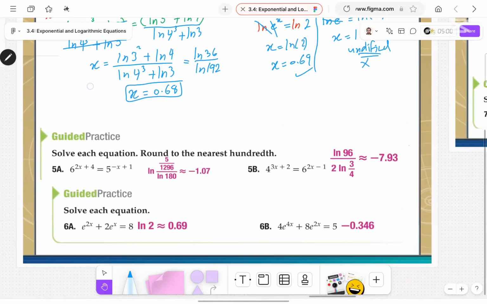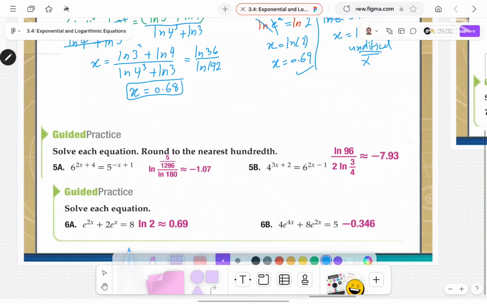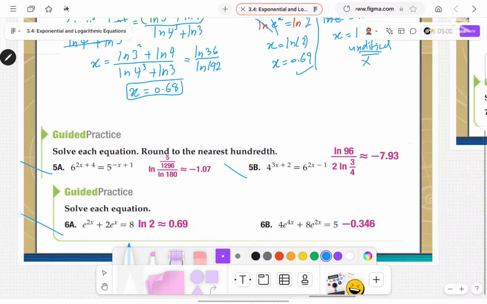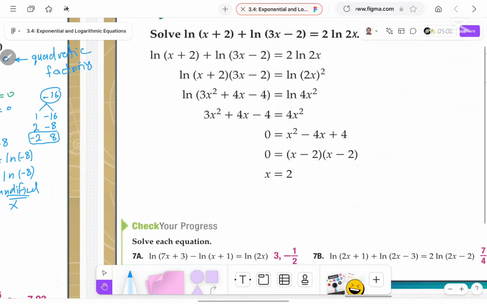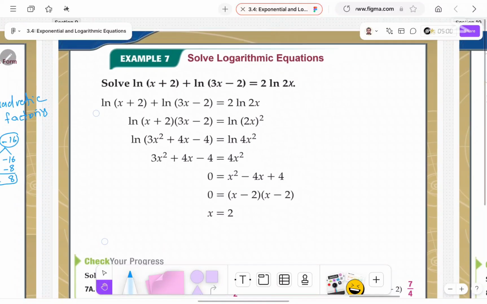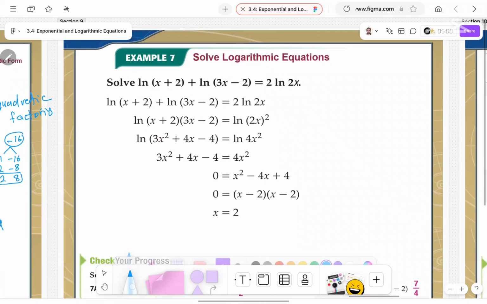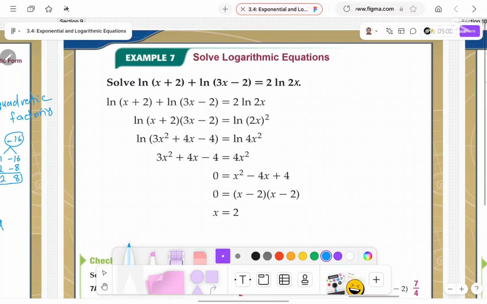Now I need you to try to solve the examples here. Try to solve example 5a and example 5b, then 6a, then 6b, and check your answer. Now let's go to the example before the last, example number 7. As we can see in example number 7, we have the length here. Let me show how to solve the question.